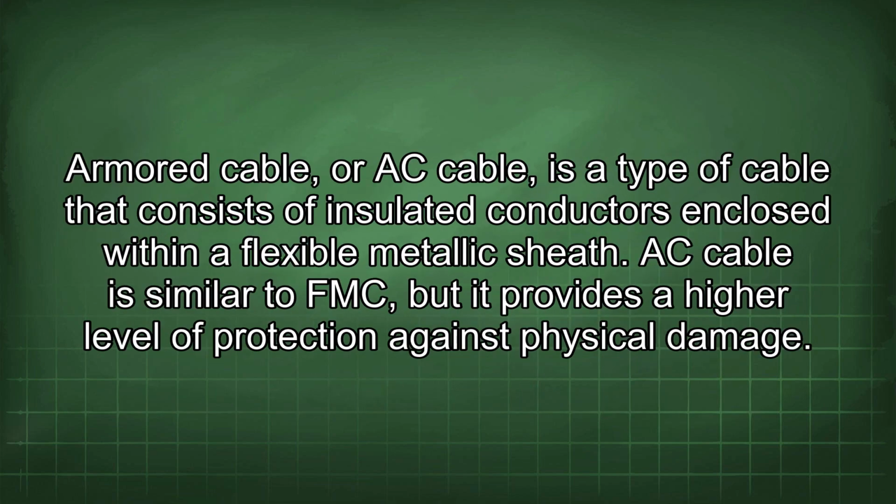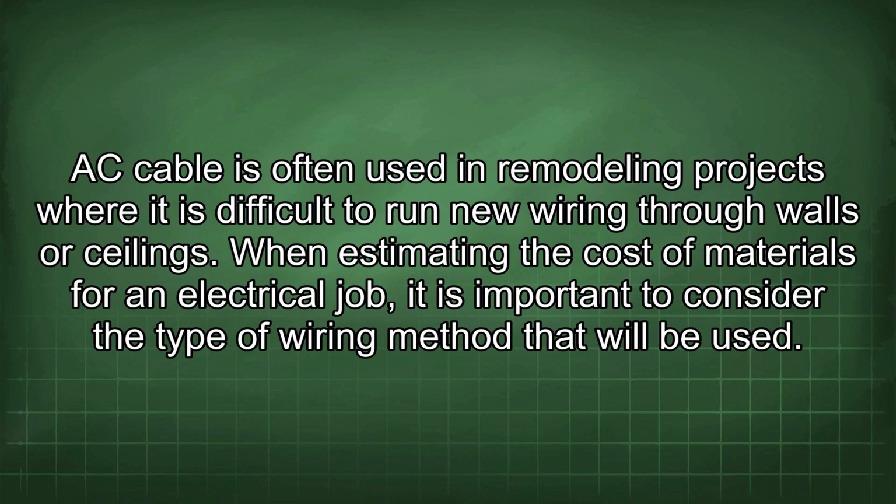Armored cable, or AC cable, is a type of cable that consists of insulated conductors enclosed within a flexible metallic sheath. AC cable is similar to FMC, but it provides a higher level of protection against physical damage. AC cable is often used in remodeling projects where it is difficult to run new wiring through walls or ceilings.